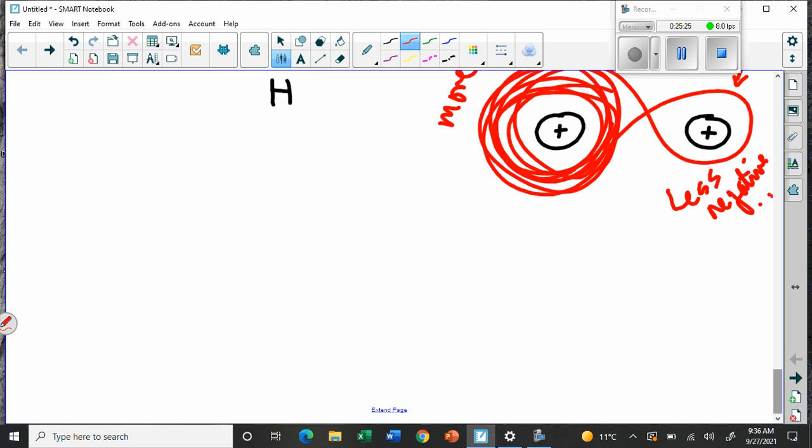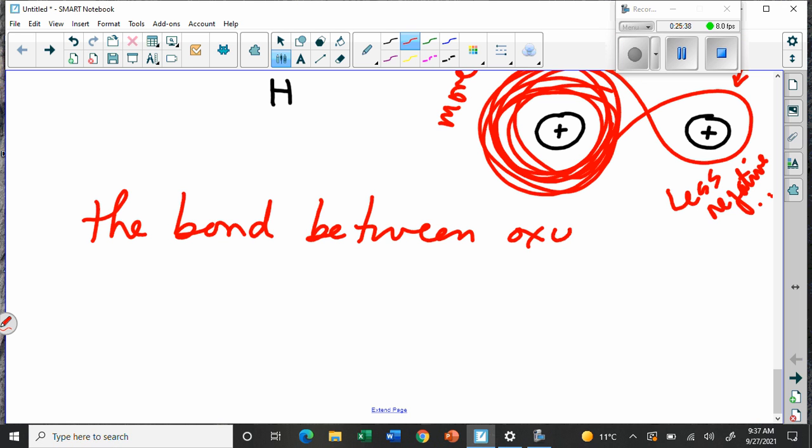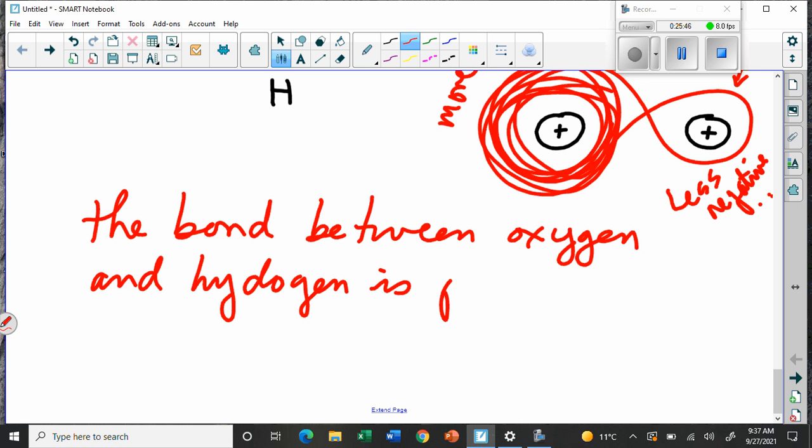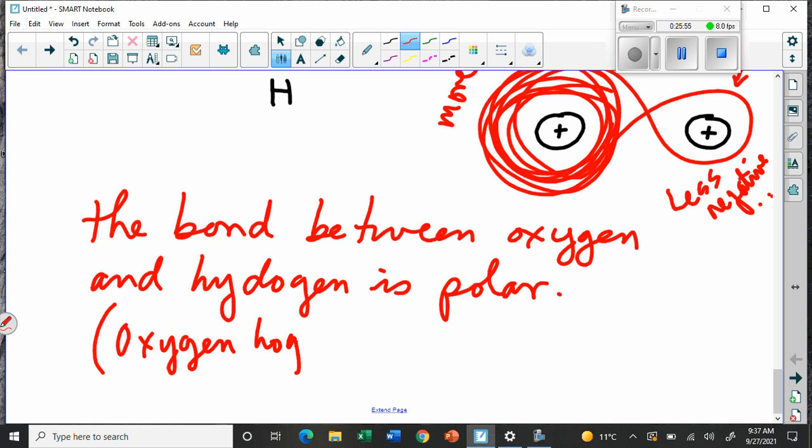So what we say is that the bond between oxygen and hydrogen is polar. And what that means is that oxygen hogs the electrons in the shared pair more, and is more negative.